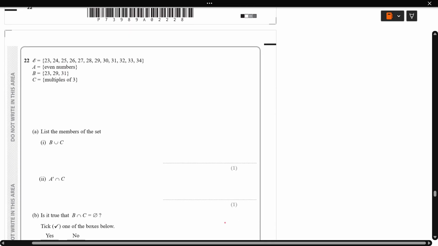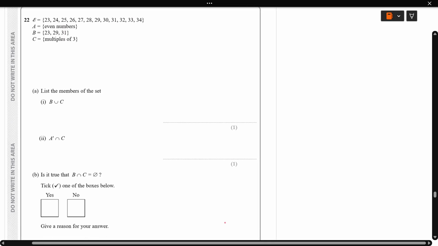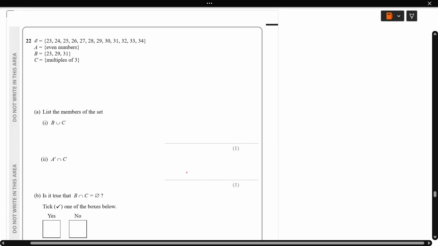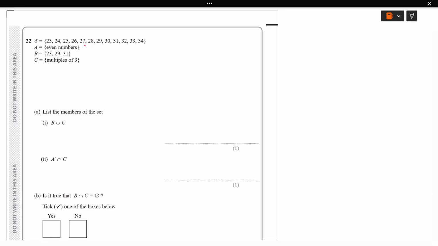Okay, the next question, question number 22. There is a main set, the whole set, given. So 23 to 34, all the numbers were given. A is the even numbers. Write all the even numbers from here, which is 24, 26, 28, 30, 32, and 34. These are all the elements of A.